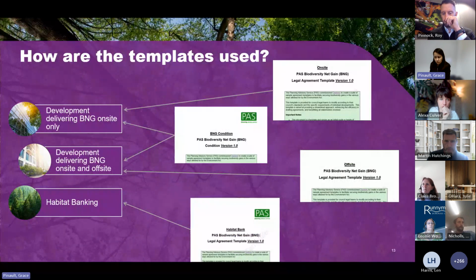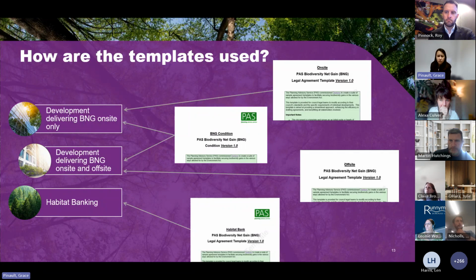So in terms of how the templates are used, what I didn't want to do was a long scrolling through of these documents showing the nitty-gritty of everything that's included. It really is just about having your eye on what the kind of developments and situations that could arise and how each one of these tools can be deployed.